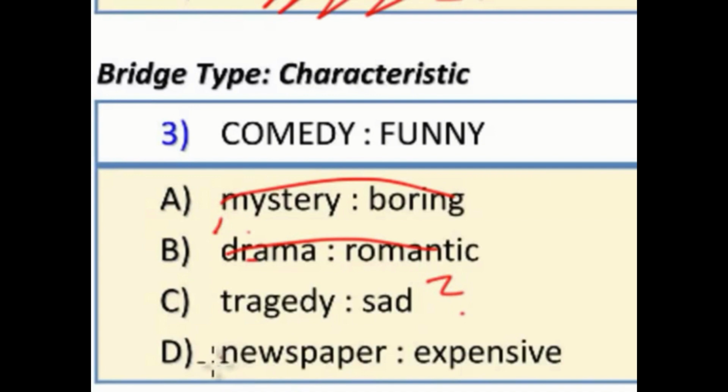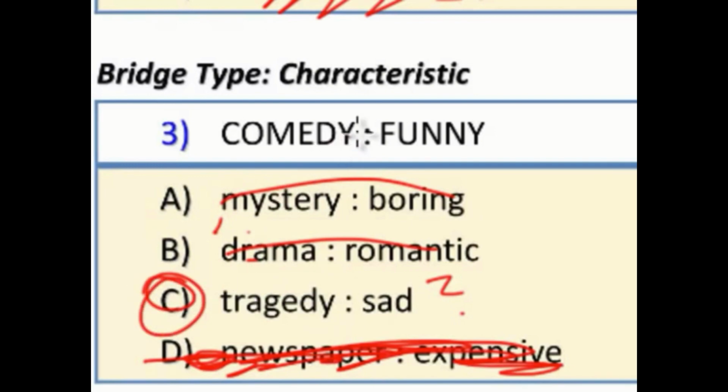Let's come back to it. Let's look at the 4th. Is a characteristic of a newspaper to be expensive? No. Absolutely not. So inherent in sadness, specifically sad stories, we find tragedies. Tragedy is the option. Comedy is to funny, as tragedy is to sad.